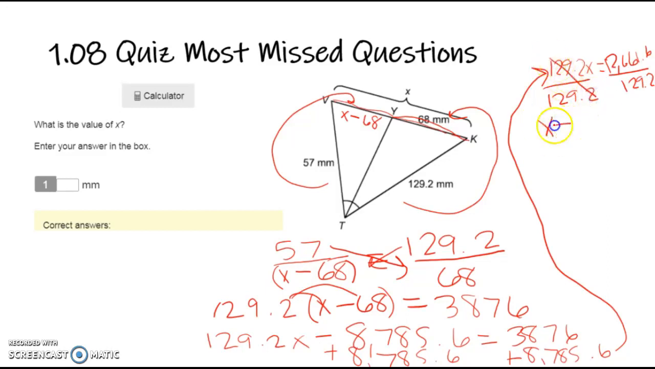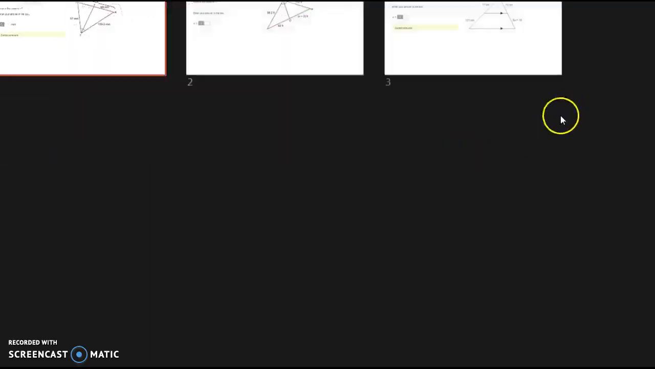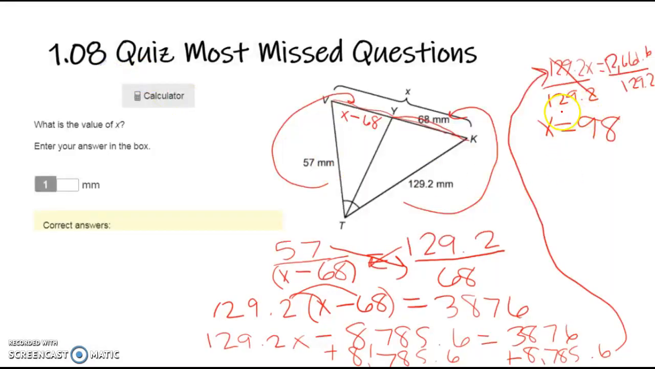And that cancels out the 129.2 on the left side. And on the right side, we end up with a nice clean 98. But hold on just a minute. Make sure that they are asking you for the value of x and not the value of the smaller piece right there. Because if they were asking us for the value of the smaller piece, then we would have to plug it back in. We'd have to do 98 minus 68, and we would get 30. However, they are just asking us for x, so we would say 98 millimeters.